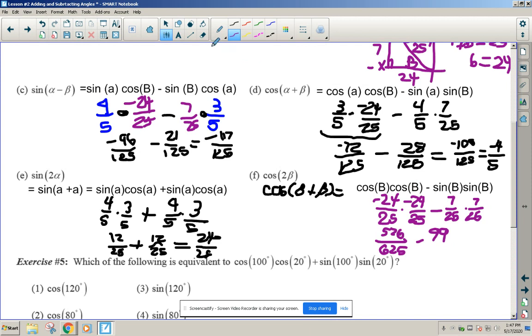Wow, I got to fix that. That's too sloppy. All right. There we go. 49 out of 625. And this one is going to give me 527 out of 625.